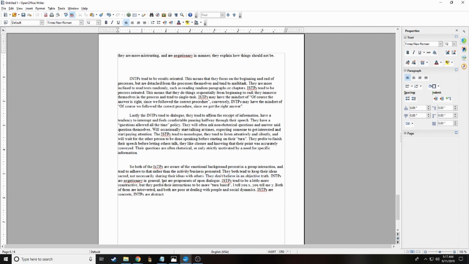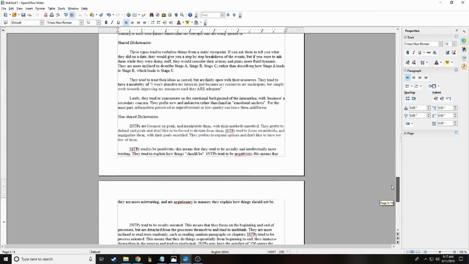INTPs are negationary in general, but are proponents of open dialogue, whereas ISTPs tend to be a little more constructive, but they prefer their interactions to be a little more turn-based. Such as I tell you X information, you tell me Y information. Both of them are introverted, and both are poor at dealing with people and social dynamics. ISTPs tend to be concrete in nature, whereas INTPs tend to be abstract. This is the overall analysis of them.